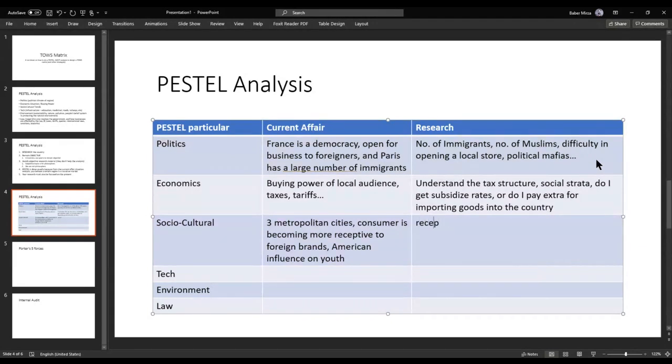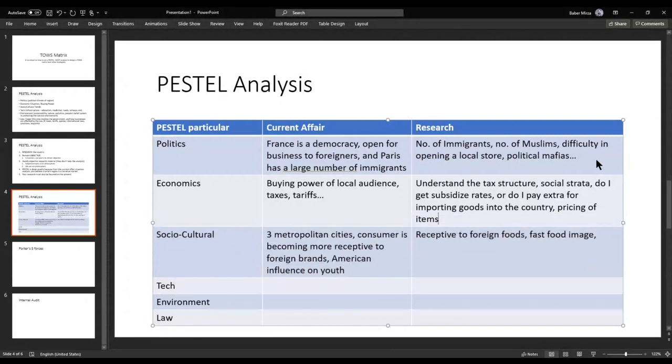Receptive to foreign foods, fast food, image, pricing maybe as well. I should put pricing under economics. Let's go items. Okay, let me just drag this a bit here.